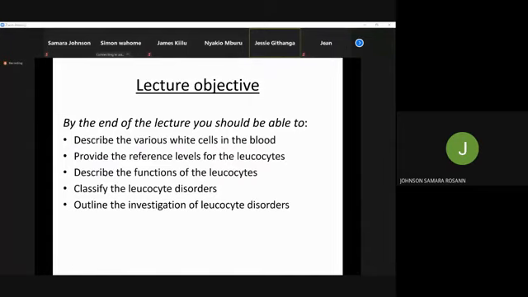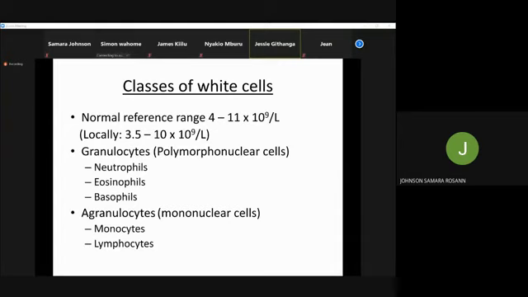Now, we'll classify the total white cell counts, the reference range for these in the blood. I think you may have had a lecture on the peripheral blood, but it's about 4 to 11 times 10 to the 9 per liter. That's the reference range taken from Western literature.